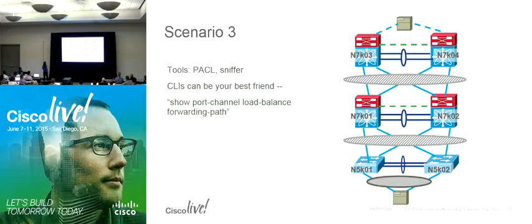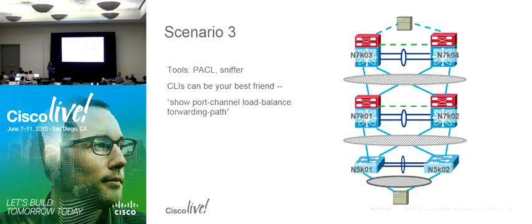Okay, so with this, we use the same type of tools: PACO, port echo, sniffer. And now since we have the switches in the picture, we can also use the CLI. There are tons of CLIs that provide very useful information to help us troubleshoot. In this case, port channel load balance forwarding path.